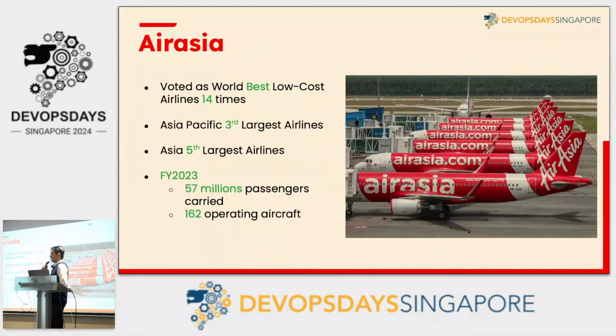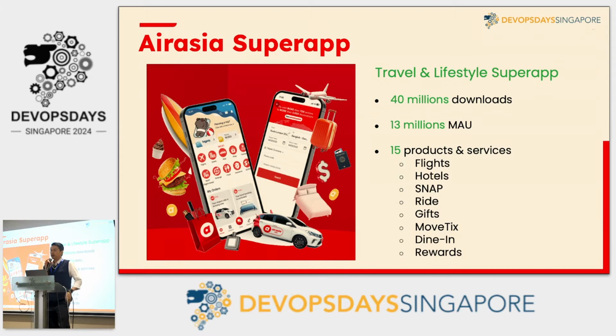Okay. A bit about AirAsia. I think not many people flew AirAsia before. AirAsia has actually been voted 14 times as the world's best low-cost airline. It's the third largest airline in Asia Pacific. Just for us, we have an exchange point, the loyalty point. For example, with Petronas or others, we have an exchange point between us.